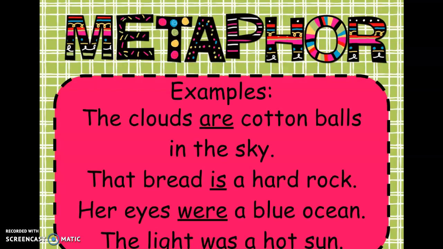So the clouds are cotton balls in the sky. I'm saying the clouds are compared to the cotton balls, but I'm saying they are those things. That bread is a hard rock. I'm comparing the bread to a rock, but I'm saying it is a rock. Her eyes were a blue ocean. I'm comparing her eyes to the ocean, but I'm saying that's what they were. And the final one, the light was a hot sun. I'm comparing the light to the sun, and I'm saying it was those things.